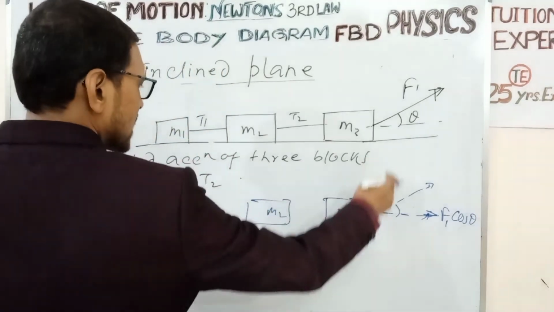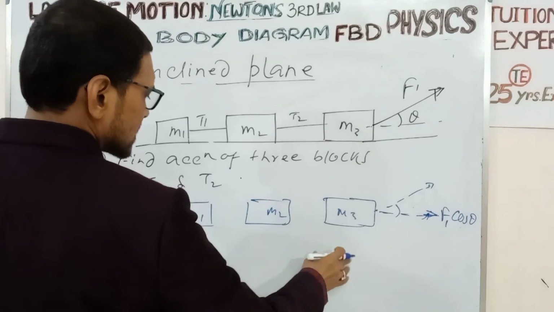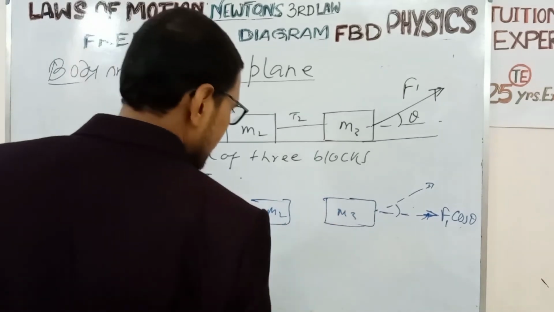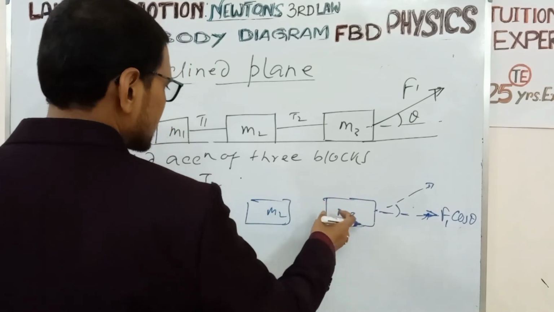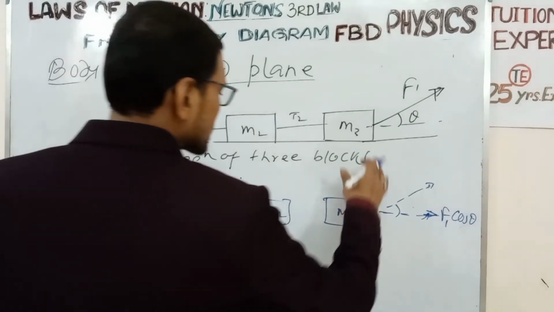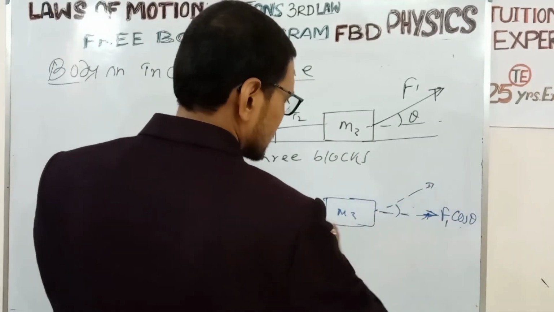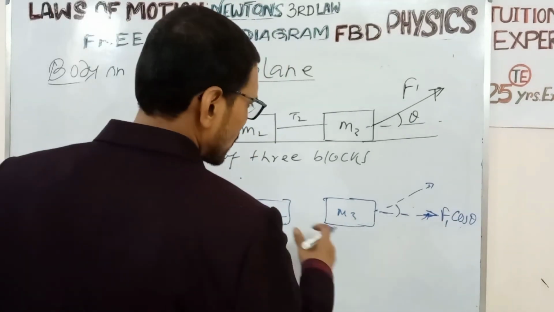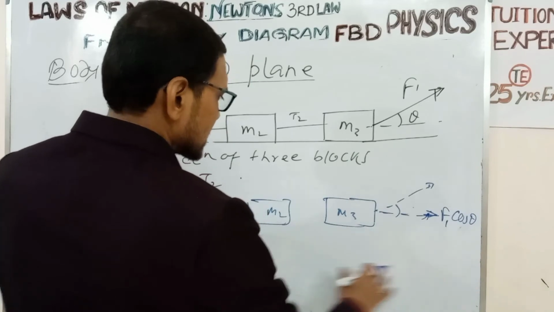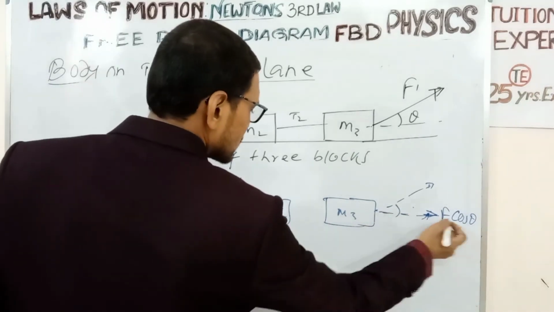Now F1 sin theta just affects the reaction on the ground. That is, F1 sin theta has no effect on the acceleration along this direction. So F1 cos theta acts along this.